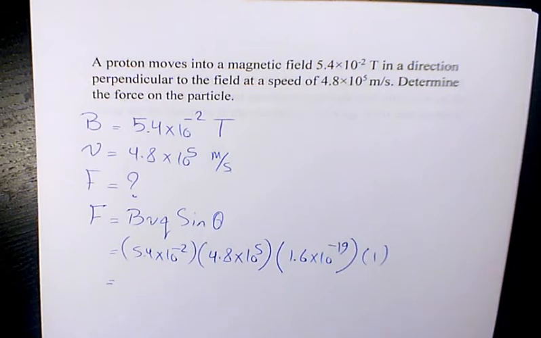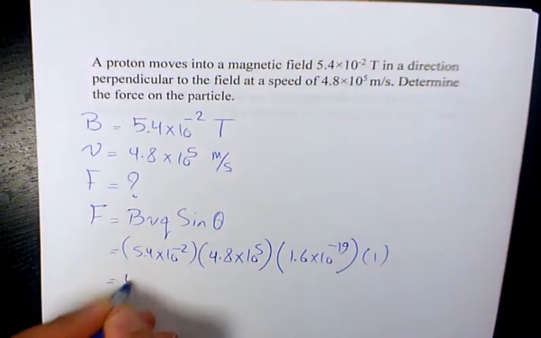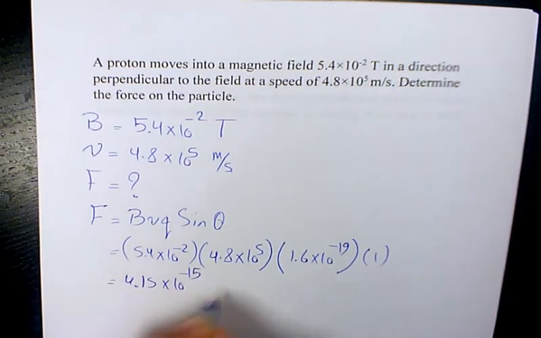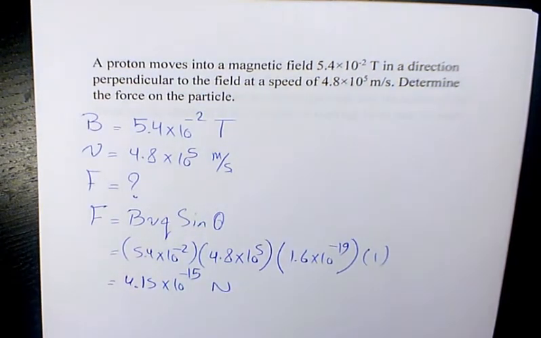5.4 times 10 to the power of negative 2 times 4.8 times 10 to the power of 5 times 1.6 times 10 to the power of negative 19. That's going to be 4.15 times 10 to the power of negative 15 Newton. That's the magnetic force.